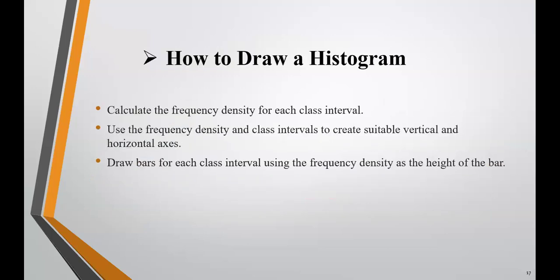So how do we create a histogram? First, we calculate the frequency density for each class interval, and then using the frequency density and class intervals, we can create suitable vertical and horizontal axes. After that, we can draw bars for each class interval using the frequency density as the height of the bar.